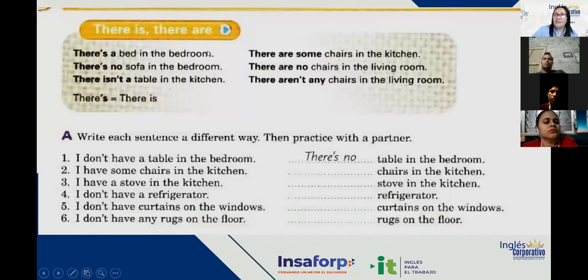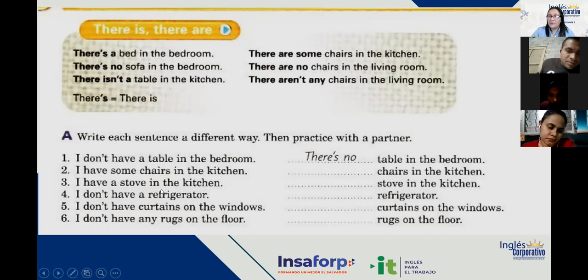There is this explanation for there is, there are. There's a bed in the bedroom. There's no sofa in the bedroom. There isn't a table in the kitchen. There are some chairs in the kitchen. There are no chairs in the living room. There aren't any chairs in the living room. There's is the contraction of there is. Yes? So we have some sentences right here. Okay, write each sentence in a different way.